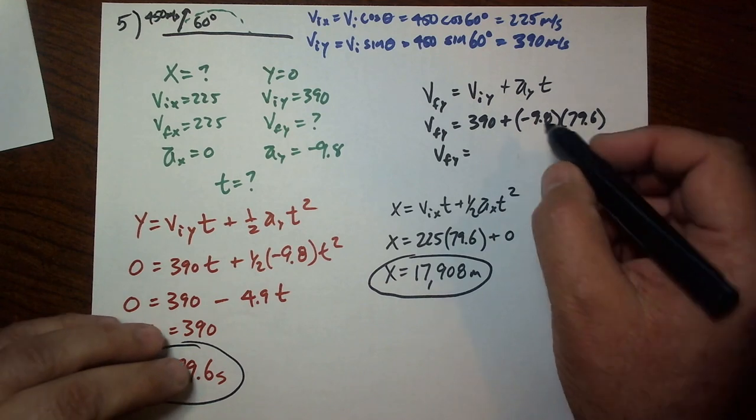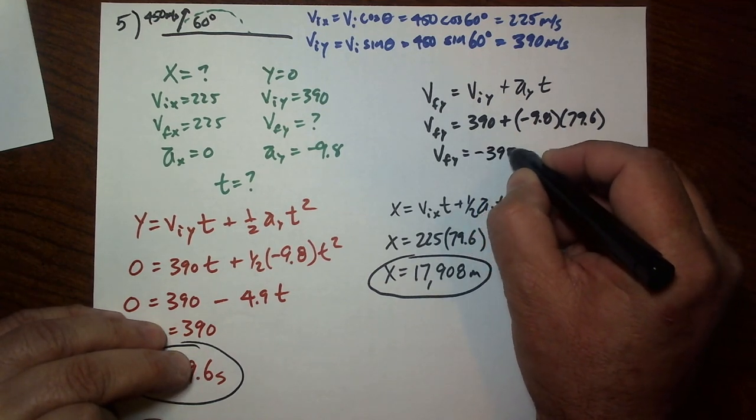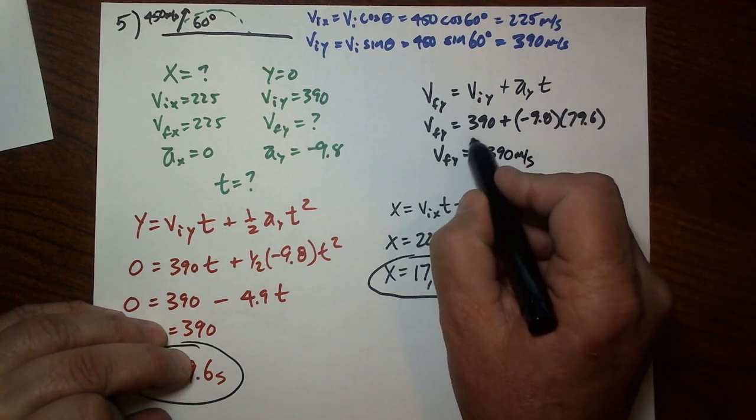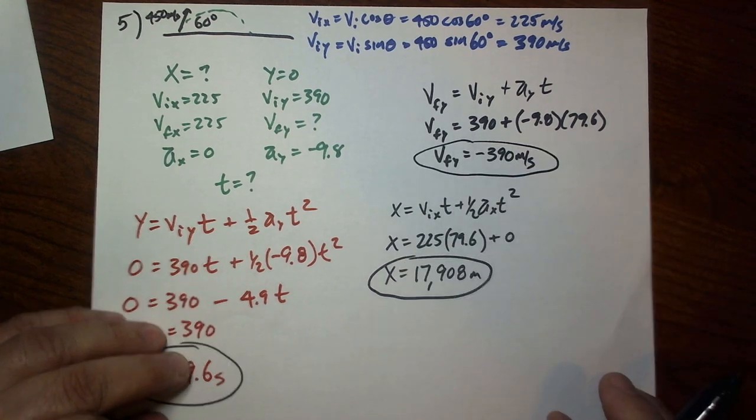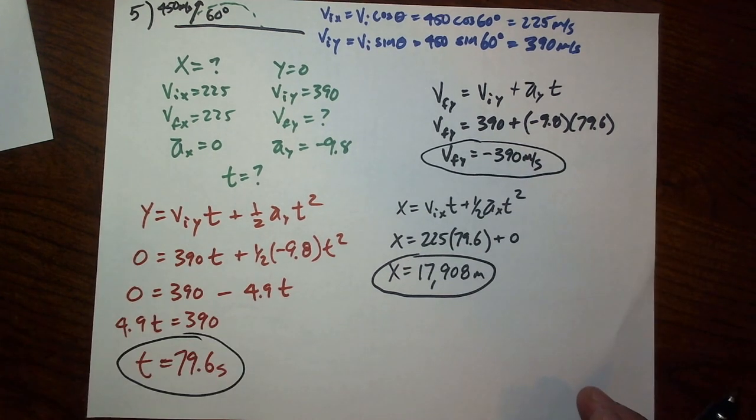And that's going to be negative 390. Hey, there's your proof. Okay, we haven't even addressed what the question was. The question says if the cannonball comes out with a velocity of 450 meters per second, how high will it get above the ground? So now we're going to address these questions.